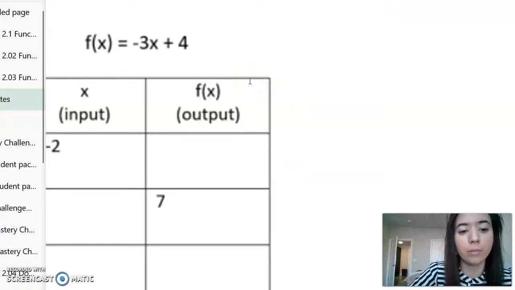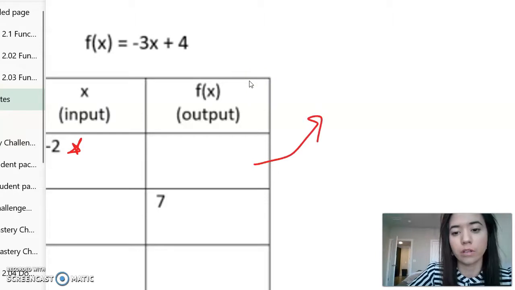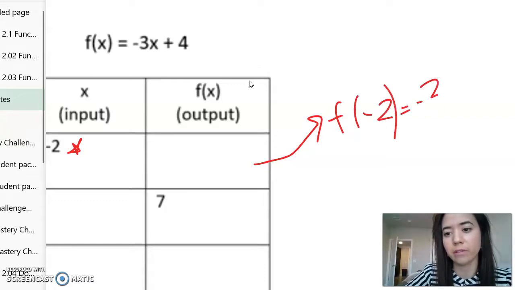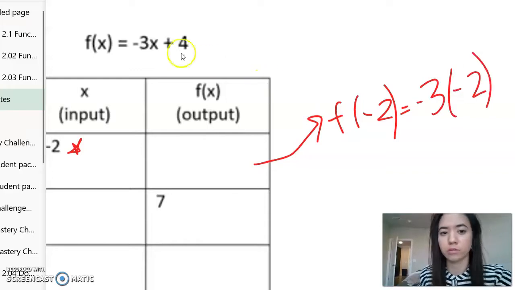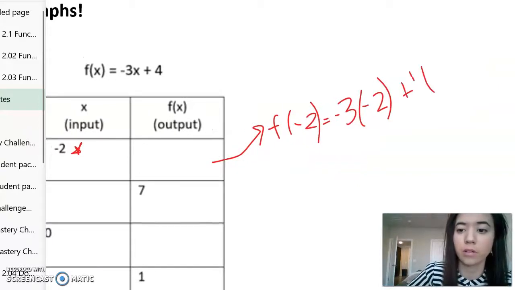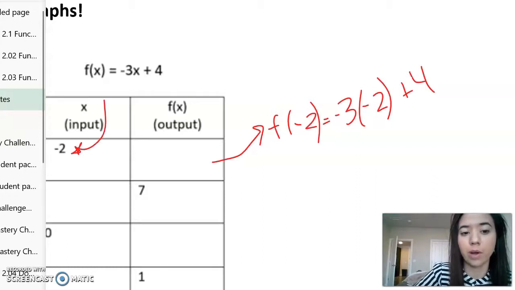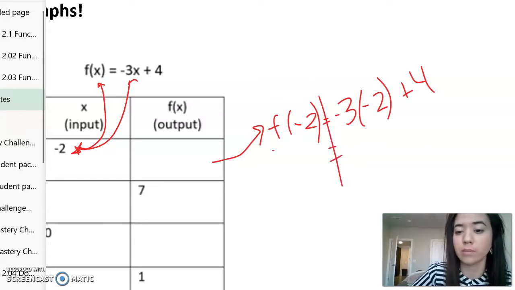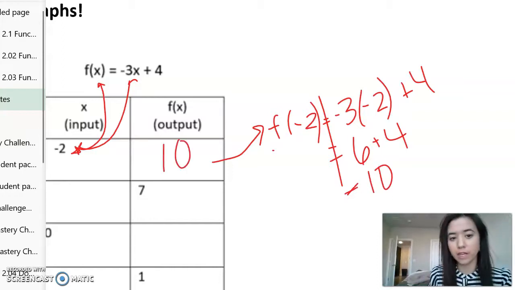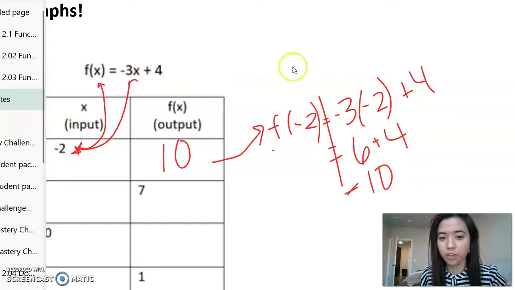So I give you your input here is negative 2. So I'm going to plug in negative 2 wherever I see an x. So f of negative 2 is negative 3 times negative 2, running out of room, plus 4. So again, negative 2 is my input, so I put it into my function wherever I saw an x. And now I solve. Negative 3 times negative 2 is 6, plus 4. So we get 10. So my output here is 10. X is my input. We input it into our function to get our output.